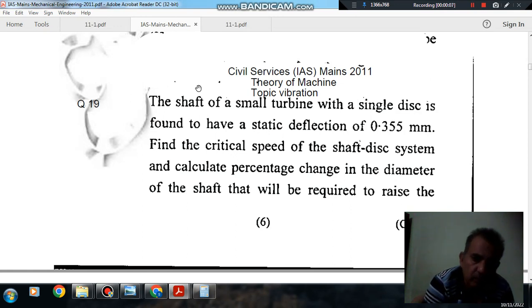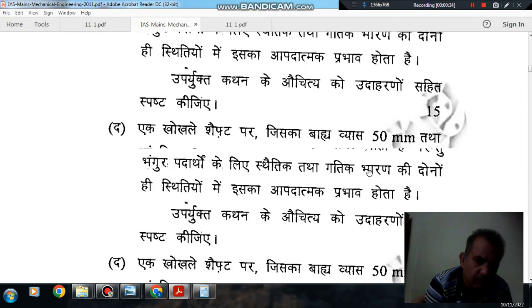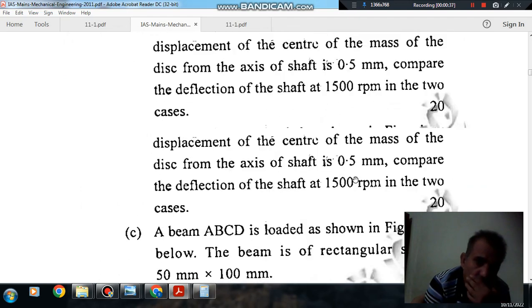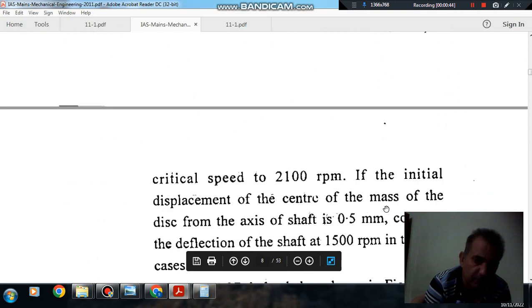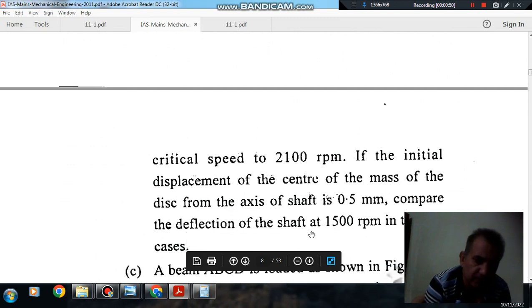The topic is vibration. Question number 19 from Civil Services Mains 2011 is: the shaft of a small turbine with a single disc is found to have a static deflection of 0.355 mm. Find the critical speed of the shaft disc system and calculate the percentage change in the diameter of the shaft that will be required to raise the critical speed to 2100 rpm. If the initial displacement of the center of mass of the disc from the axis of the shaft is 0.5 mm, compare the deflection of the shaft at 1500 rpm in two cases.